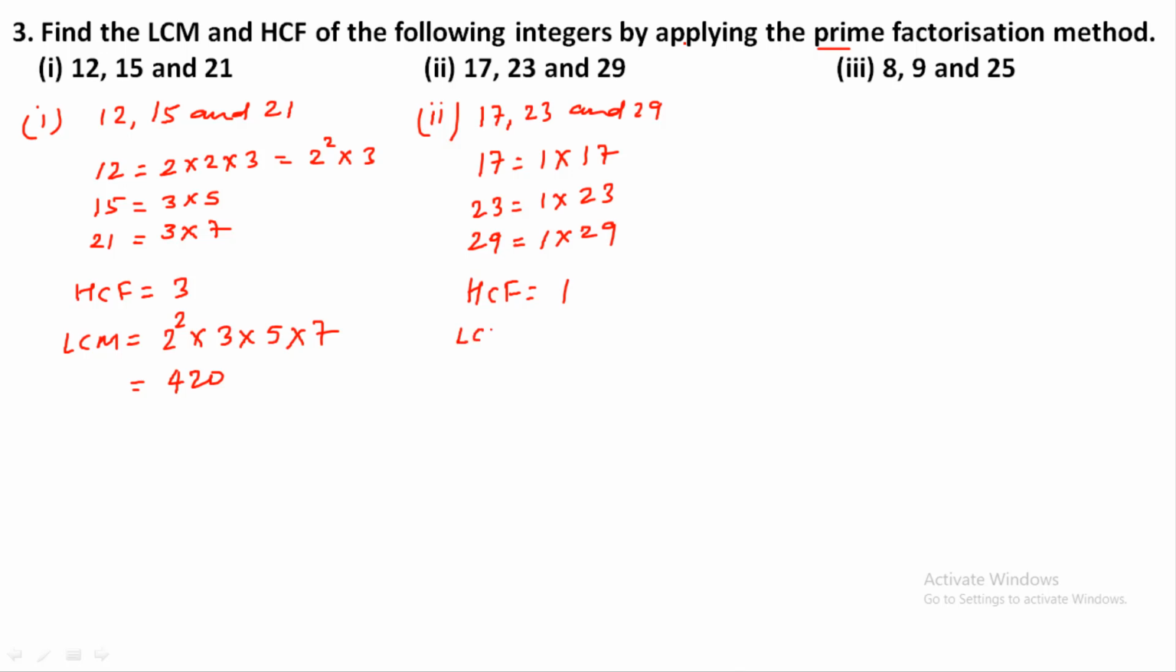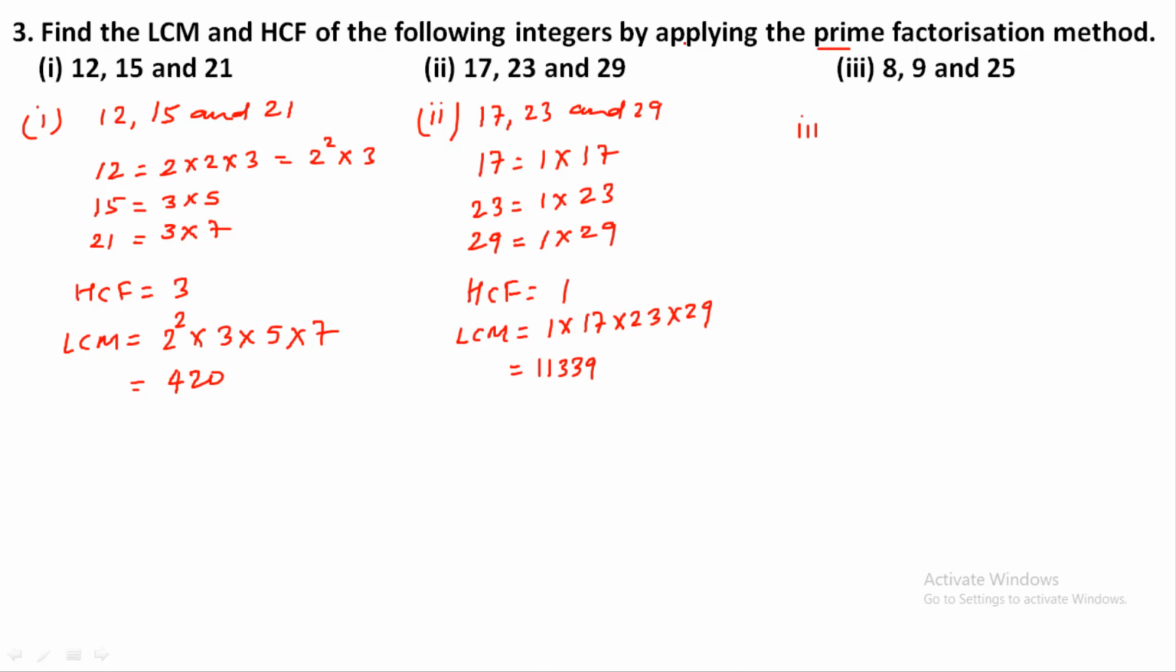Now to find out LCM, so what will be the LCM? जो common होता है that we write one time, and जो common नहीं है then write as it is. जो common नहीं है उसको हम ऐसे ही लिख देते हैं। when we multiply all these then we get 11,339.